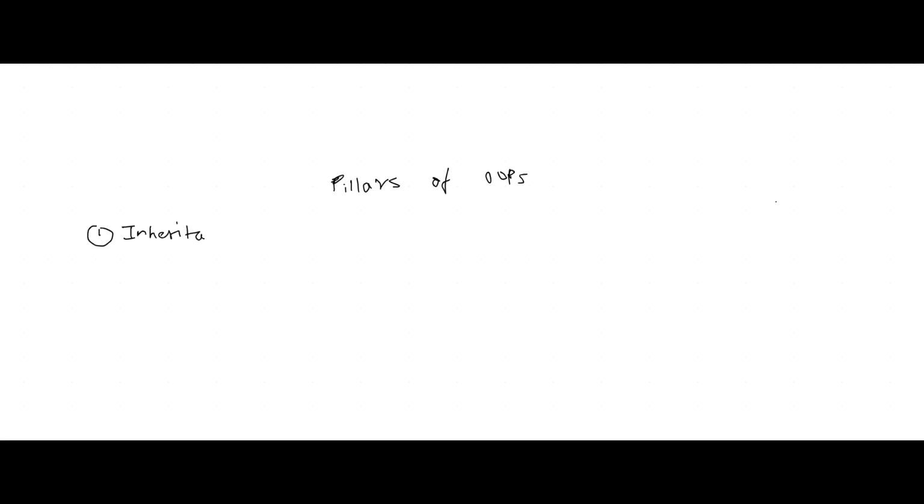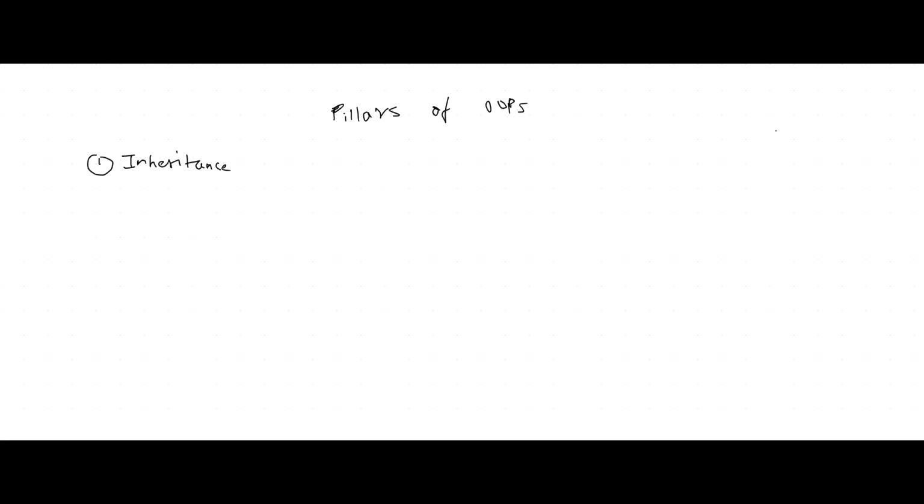Okay, so let me give you one very simple example. Let's forget about programming and look at some real life example. Let's say there is a parent. Parent has characteristics C1 and C2. The parent has 2 children. Child 1 and then we have child 2.